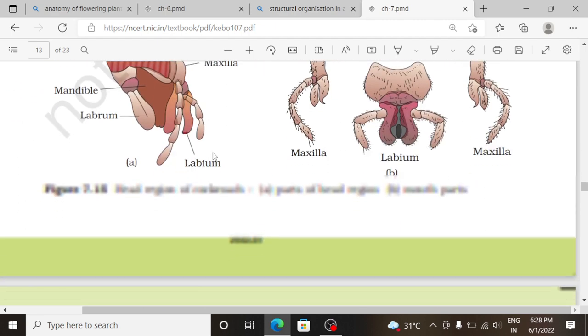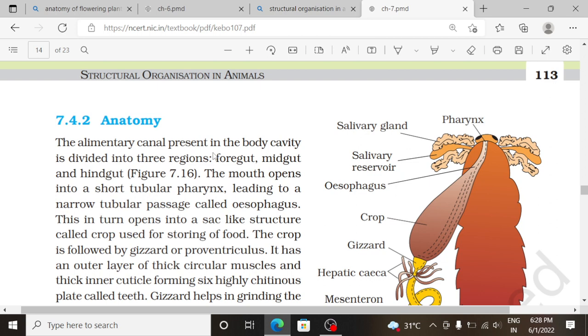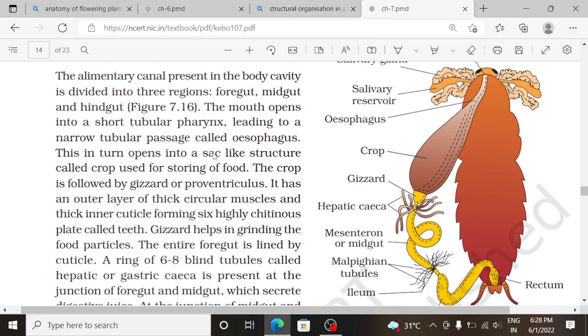Okay, so let us see about the anatomy of the insects. The alimentary canal present in the body cavity is divided into 3 regions: foregut, midgut and hindgut. The mouth opens into a short tubular pharynx leading to a narrow tubular passage called esophagus.